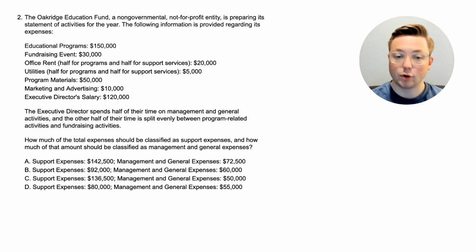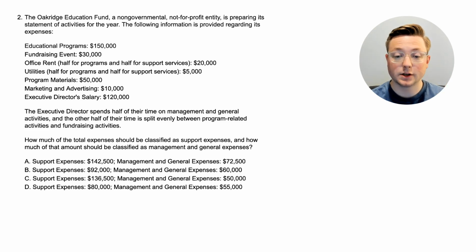Utilities, again, half for program, half for support, of $5,000. Program materials, $50,000. Marketing and advertising, $10,000. And there was an executive director's salary of $120,000. Now, it does break out the executive director's salary a bit here.